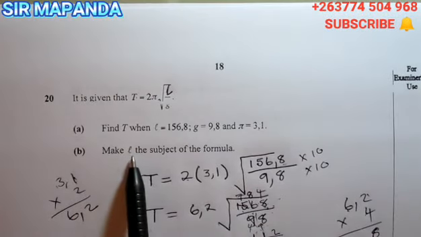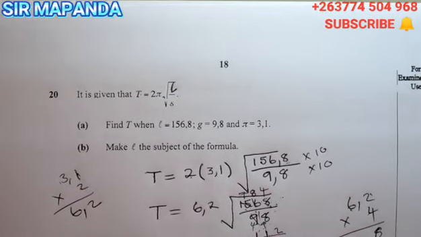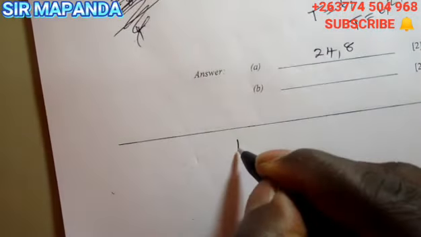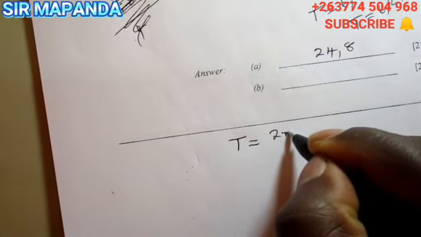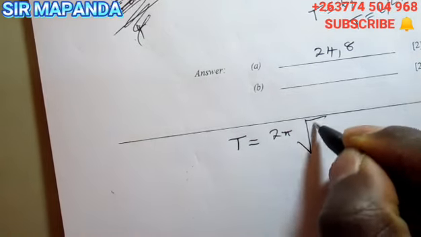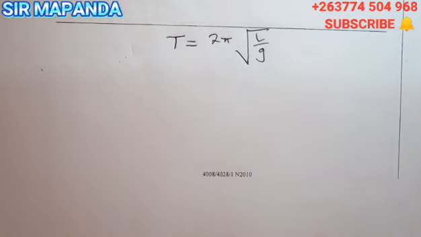Right. Then to part B of the question. Make L the subject of the formula. So remember, we are given t is equal to 2 pi, right, square root of L over G. We want to make L the subject. Right. So the L that we need to make the subject is inside the square root. So the square root is removed by squaring both sides with power 2. I hope you are listening.